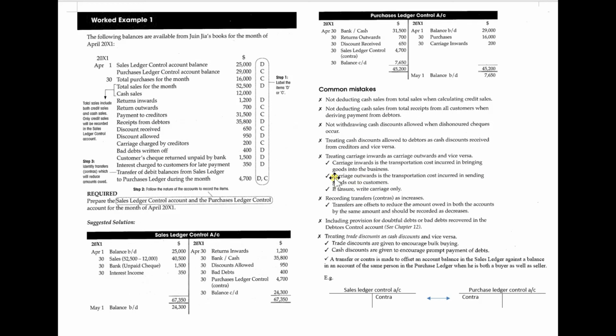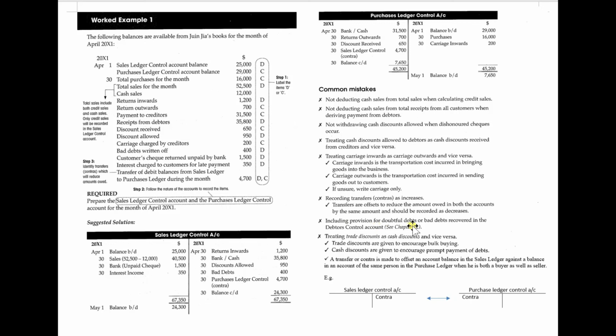Carriage outwards, you see, transporting out. You can think of it as transporting out. So it's the transporting cost when you sell the goods, sending the goods to the customer. If you're not sure, you just write carriage. You see, carriage, this is the creditor, so carriage will increase the amount owing to the creditor. So we call the contra. Contra is to offset. We have already talked about this.